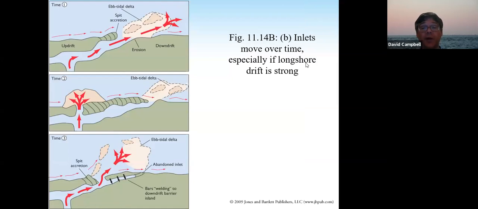Here's an example of inlets moving over time. We're kind of building out a spit here and piling up some more sand. And then probably during a storm, waves wash through, and now we've got a gap here. We've created an island out of part of the spit. But over time, longshore current will move sand along, moving it into one side of the spit and eroding from the other. And so these tidal inlets tend to move around over time.